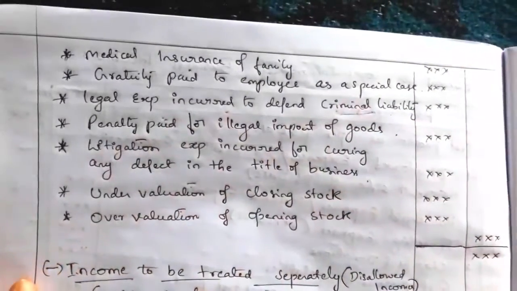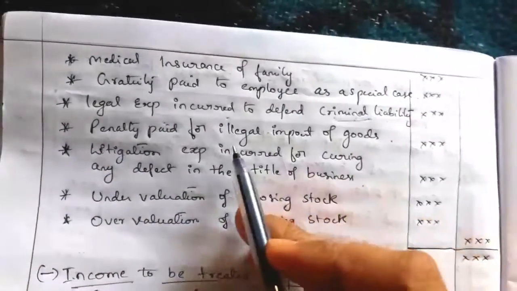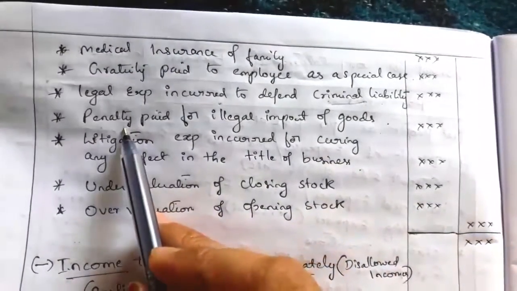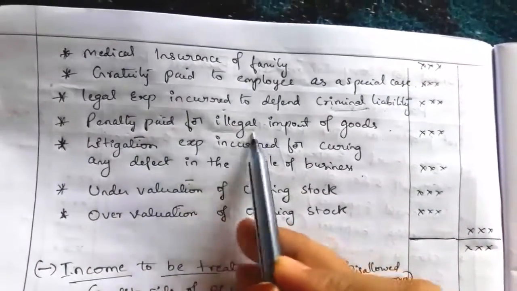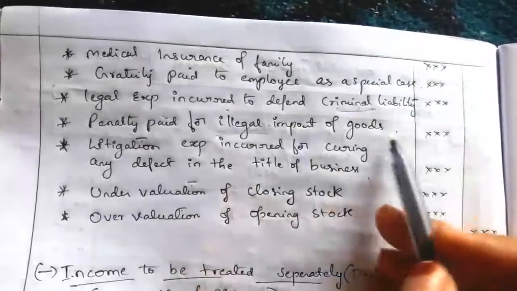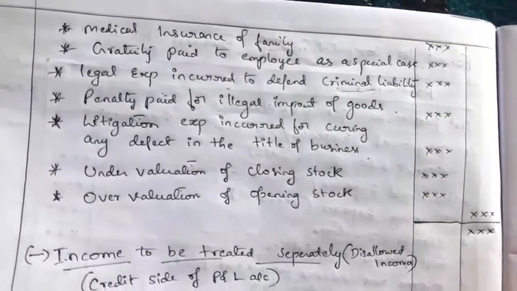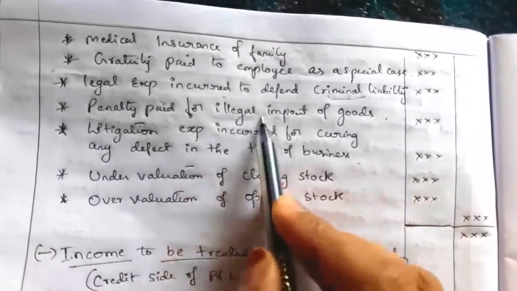Then penalty paid for illegal import of goods. If an assessee illegally imports the goods and pays a penalty, it is illegal. By his own interest he has imported. So it is his fault and he has to pay a penalty. It is not relating to a business.